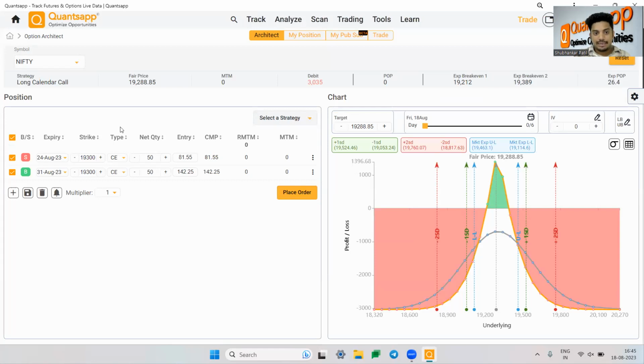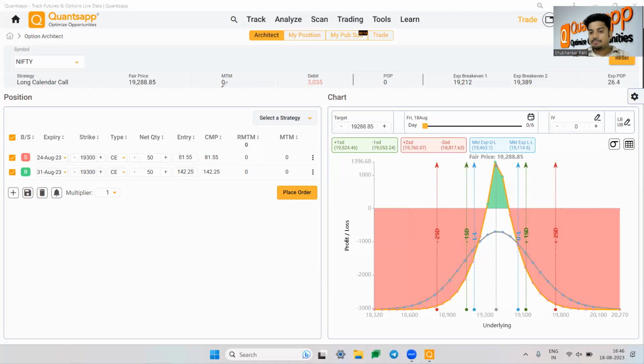So now just understand the mechanism of this strategy and what is happening out here. What has happened is you are selling 19,300 strike price call option, and at the same time you are buying 19,300 strike price call option. You would say that this is a square off trade, right? You are creating an opposite position. But over here, if you see, we have bought one leg and we have sold the other leg, plus the expiry. First one is of 21st August expiry and the other one is of 31st August expiry.